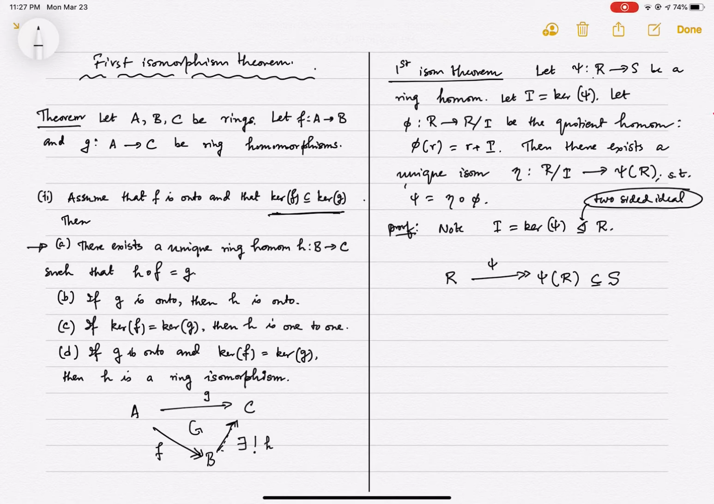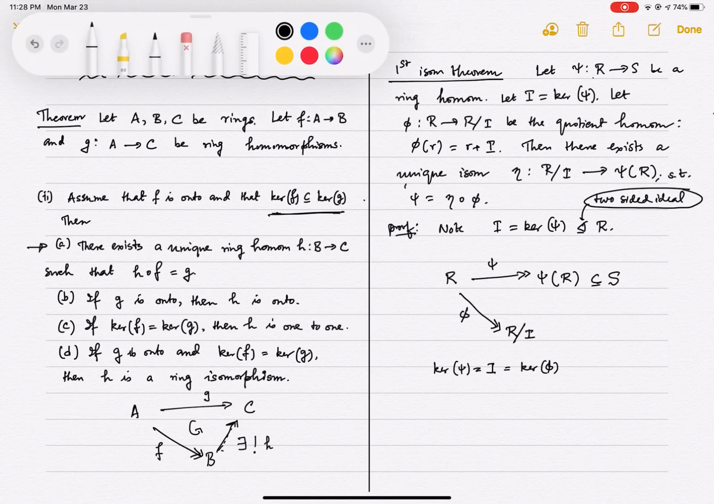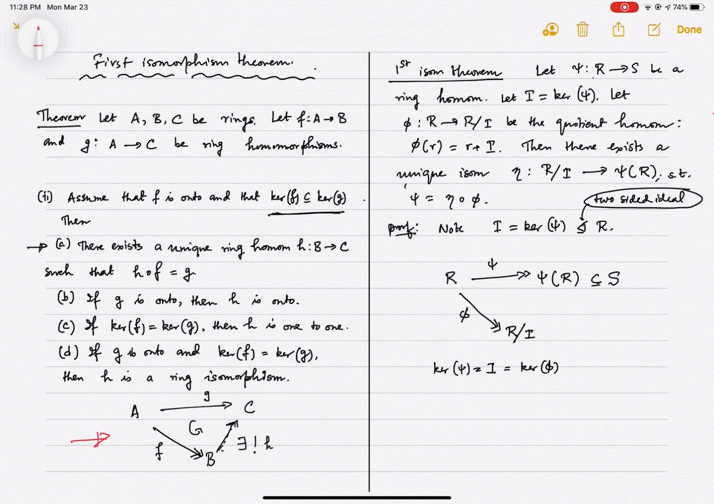You're also given, or rather you can construct, this natural homomorphism from R to R mod I called phi. And the kernel of psi is I. That's the definition of I. But the kernel of the quotient map phi is also I. And this quotient map is also onto. So we are exactly in the setup of this theorem here on the left hand side.